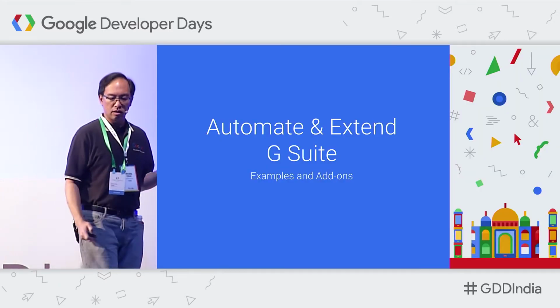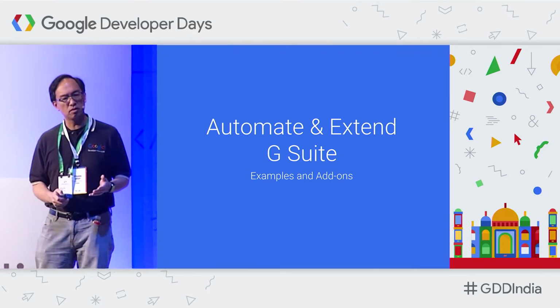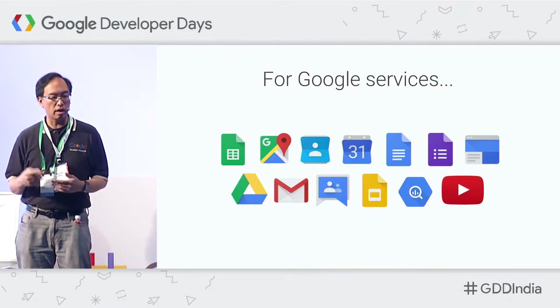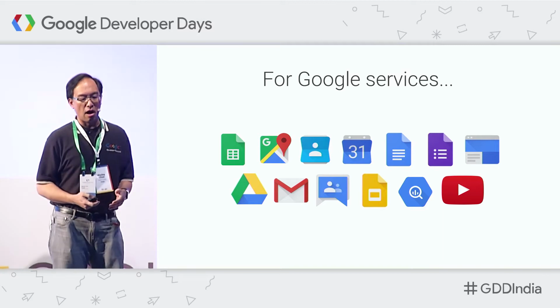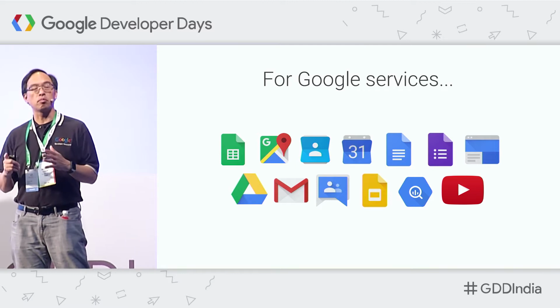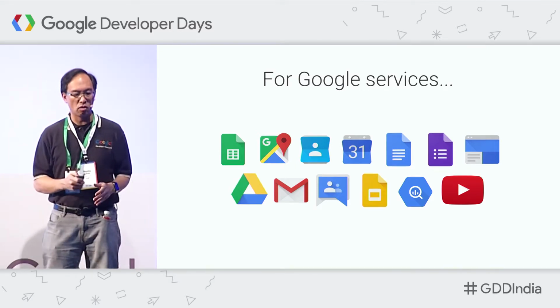All right, now let's look at automating and extending G Suite. So we'll give you some examples, and then we'll talk about add-ons. All right, so for the Google services that you see on the screen here, yes, there are some Google Apps and G Suite ones, but then there's also ones that are not part of Apps or G Suite, right? Like Google Maps and YouTube. They are Google services, but they're not part of G Suite. So this gives you a hint that AppScript can do a lot more than just deal with Apps and G Suite. Okay, there's plenty more it can do.